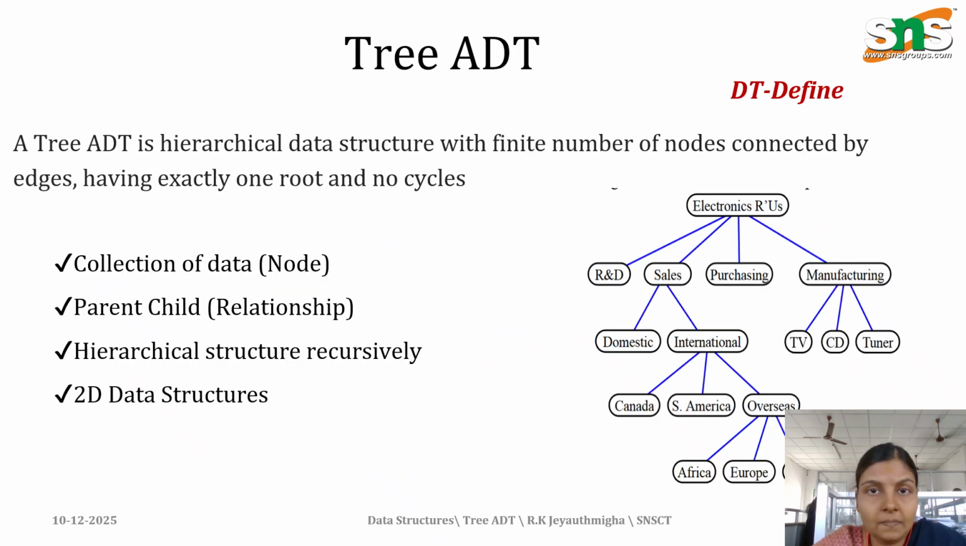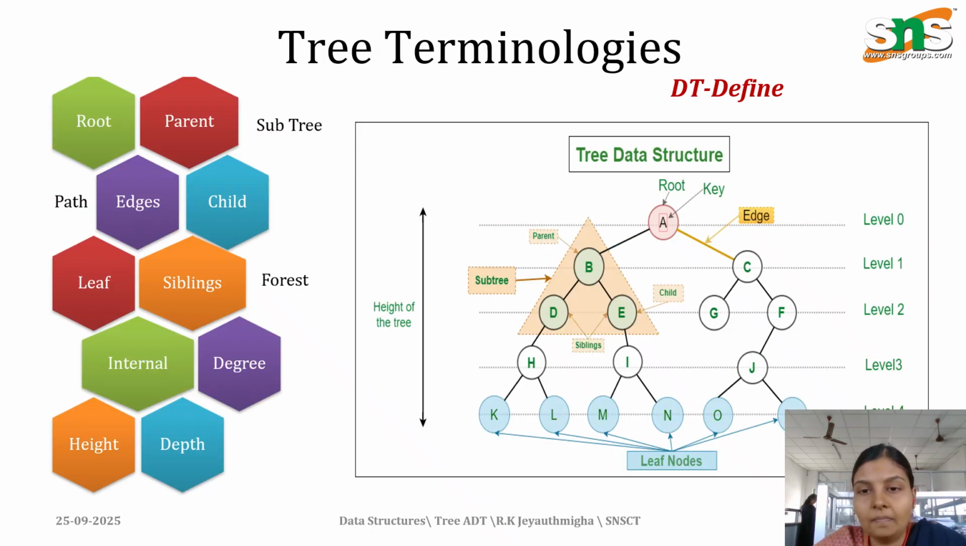Let's define Tree ADT. Tree ADT is a hierarchical data structure defined with a finite number of nodes connected by edges, having exactly one root and no cycles. A collection of node data is called a node. There is a relationship between a parent and a child. It is hierarchical in nature, it is recursive, and it is two-dimensional.